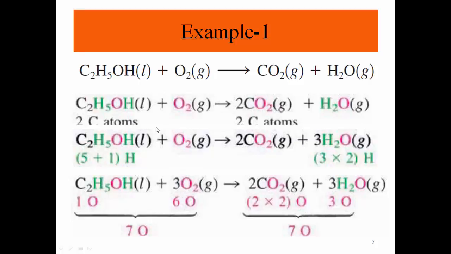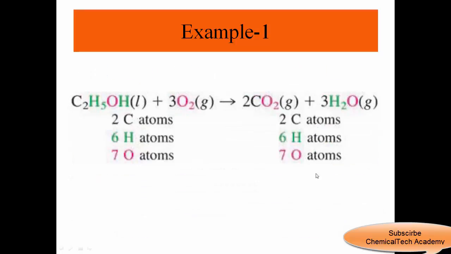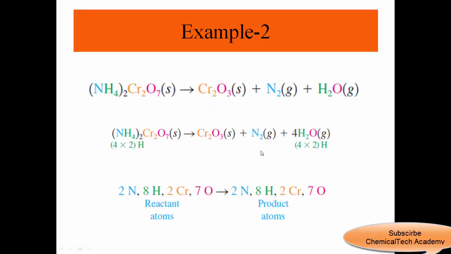The remaining one is oxygen. Here we have 1 plus 2, which is 3, and here we have 4 plus 3, so 7 and 3 here. So if we put 3 here, we can make it 6, so 6 plus 1 is going to give us 7, and on the right hand side we have 7 atoms, so it's balanced. So these are the stoichiometric coefficients. We have 1, 3, 2, 3. So we have 2 carbon atoms, 6 hydrogen atoms, and 7 oxygen atoms on the left hand side, and same thing on the right hand side.